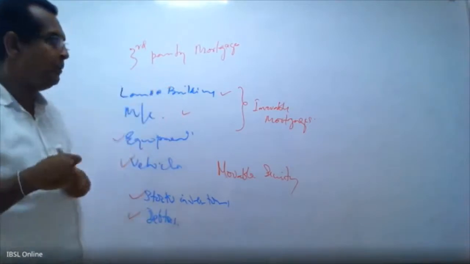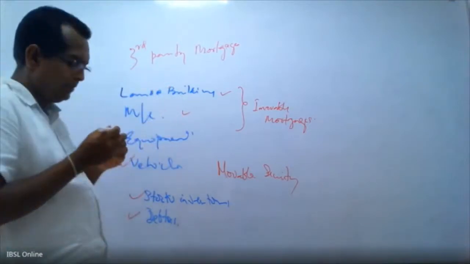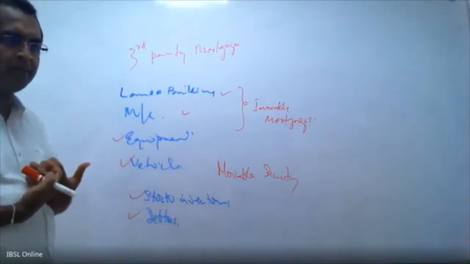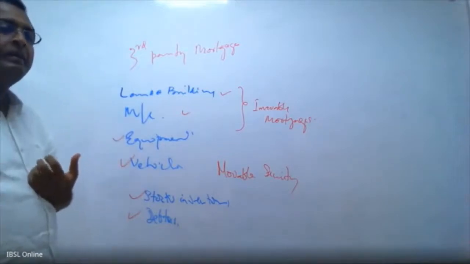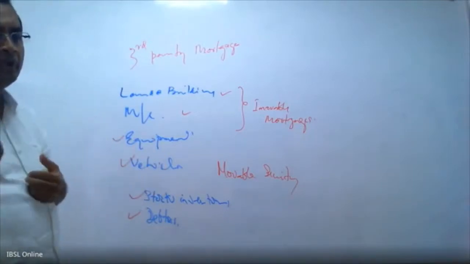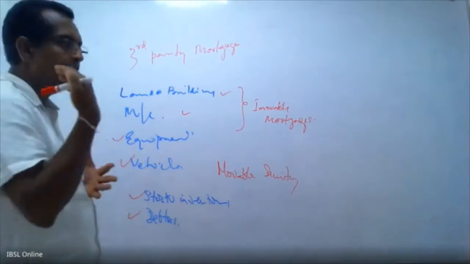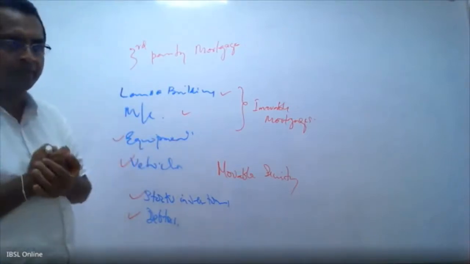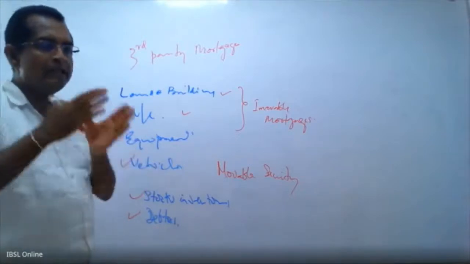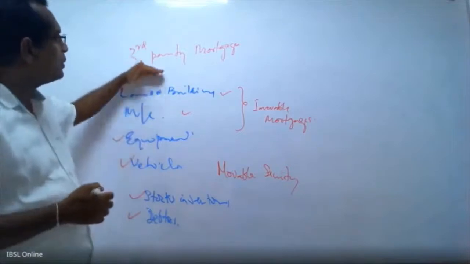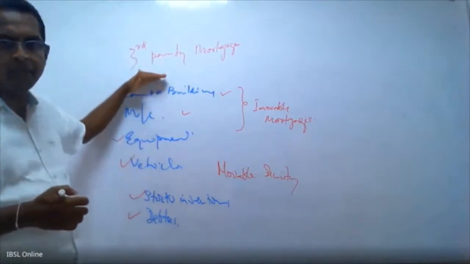A company, ABC Private Limited, is borrowing. So the borrower is ABC Private Limited, and a director of that company is giving her or his property as security. Then it is a third party security. When the borrower and the owner of the asset given as security are different, we call it third party.